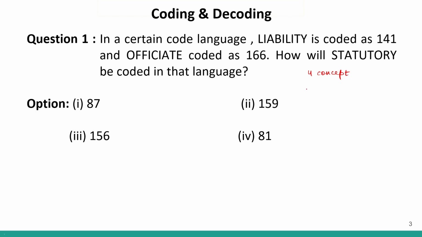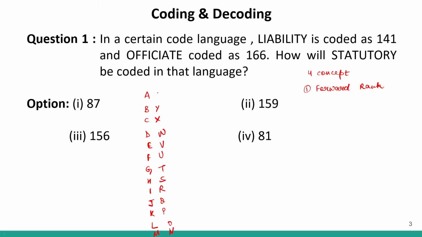The first concept is of forward ranks. What do you mean by forward ranks? Basically, each alphabet is assigned a number in increasing order. For example, I am writing the alphabets like this: A, B, C, D, E, F, G, H, I, J, K, L, M, N, O, P, Q, R, S, T, U, V, W, X, Y, and Z.